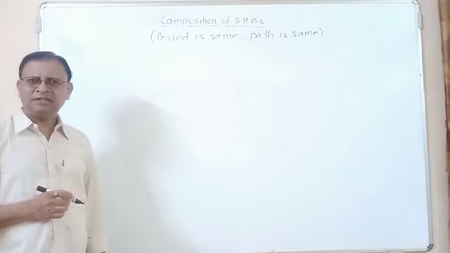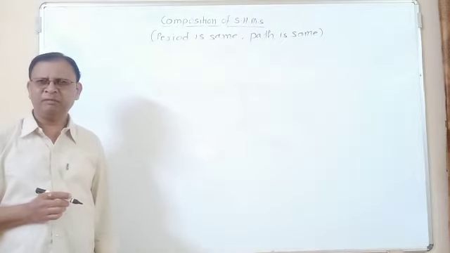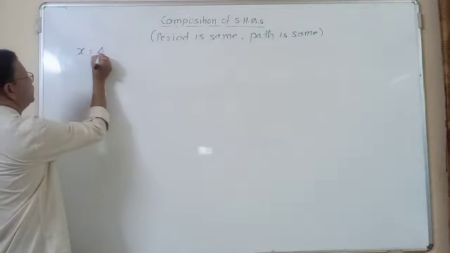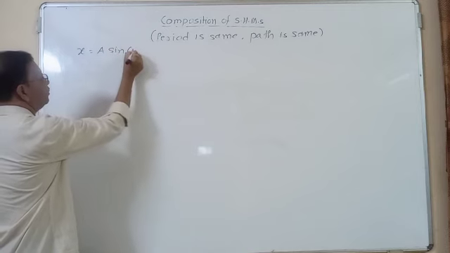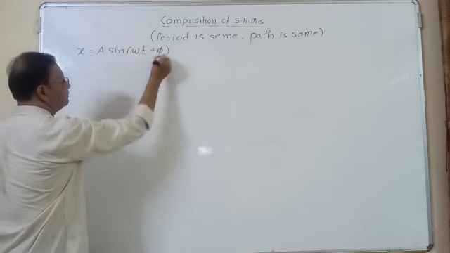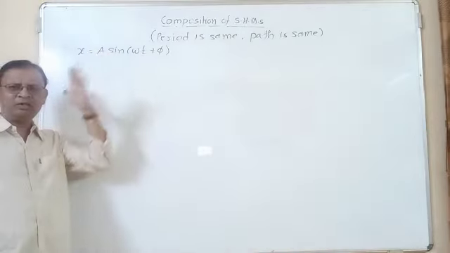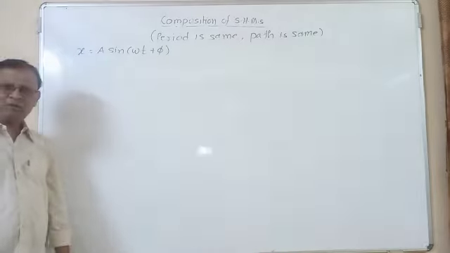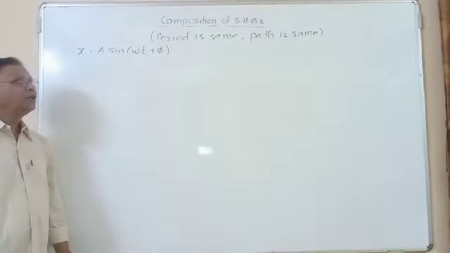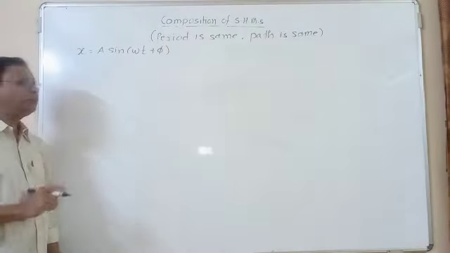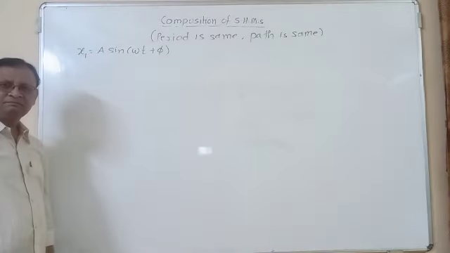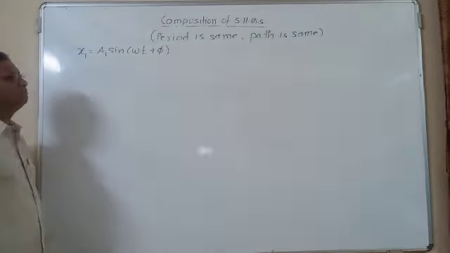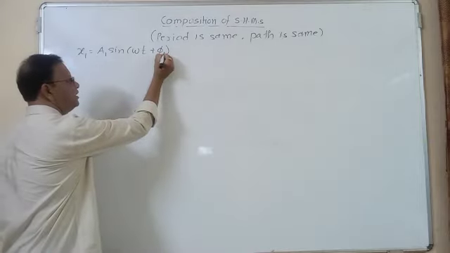You know that the general expression for the displacement of a particle performing linear simple harmonic motion is x equals a sin(omega t plus phi). There are two simple harmonic motions. Due to the first simple harmonic motion, suppose the displacement of the particle is x1. Its amplitude is a1 and initial phase is phi1.